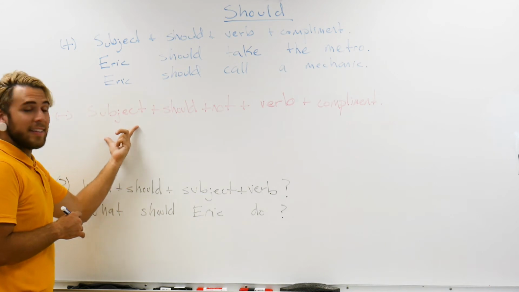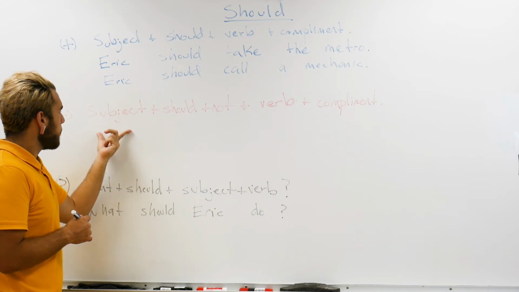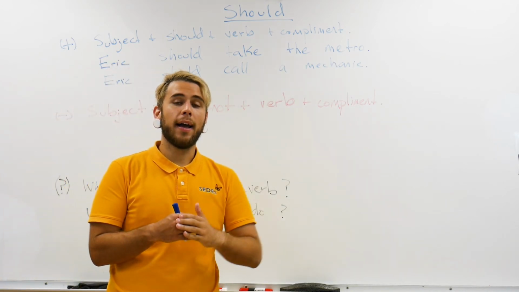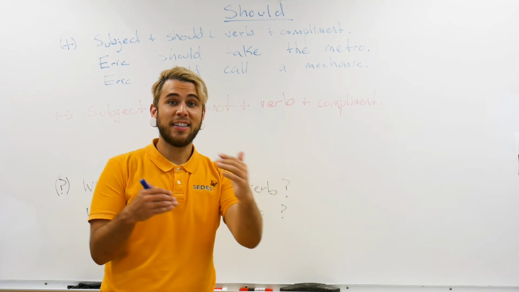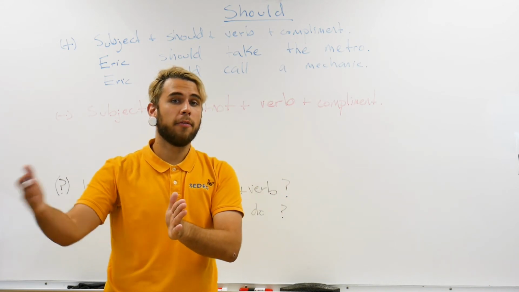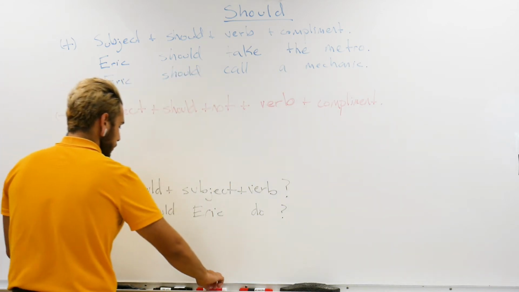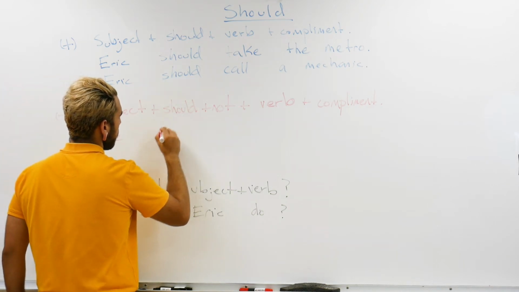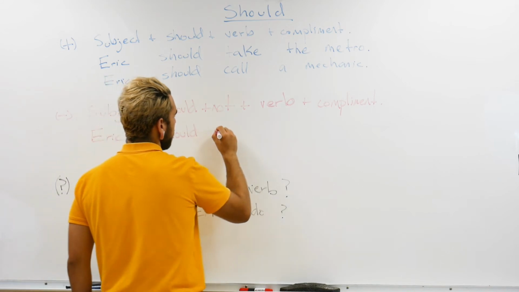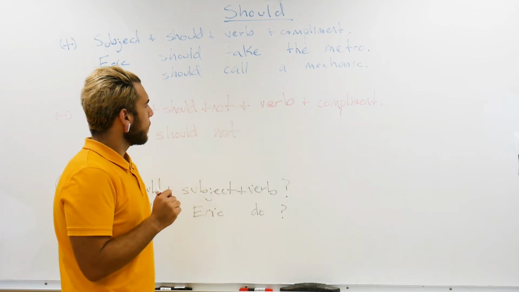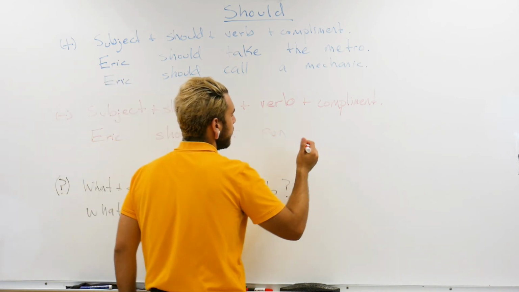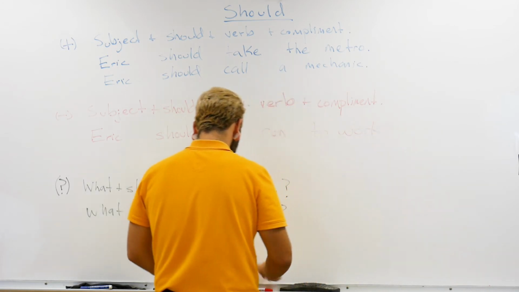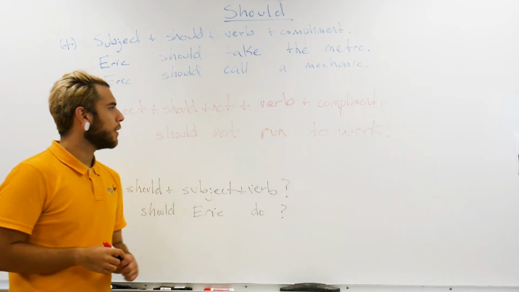Now we're going to the negative statements of what Eric should not do. This is advice that is not telling me what I can do, but advice about what I should not do, and the verb following after that. For this, we'll say Eric should not run, and then the complement is to work. Eric should not run to work.